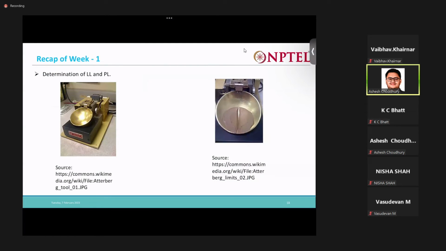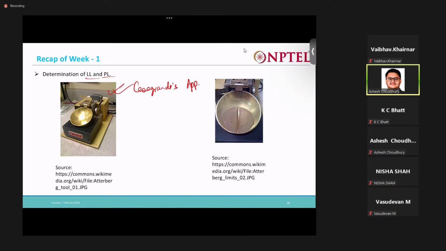How to determine this liquid limit and plastic limit? Say you have a soil sample. To determine the liquid limit, we use an apparatus called Casagrande's apparatus. This is the Casagrande's apparatus.